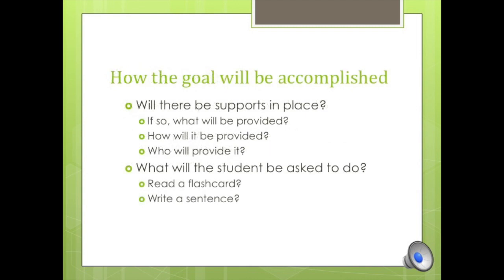The next section are supports. How is the goal going to be accomplished? Will there be supports in place? If so, what will be provided? How will it be provided, and who will provide it? And you really need to be specific about what you're going to ask the student to do. Read a flashcard, write a sentence.